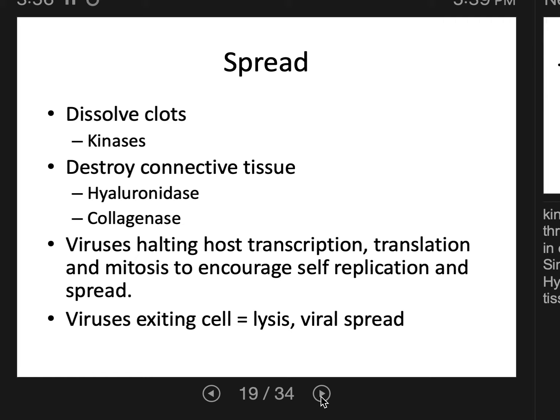Then collagenase breaks down collagen. So, and again, that just breaks down. Collagen is a part of a lot of connective tissues in your body.